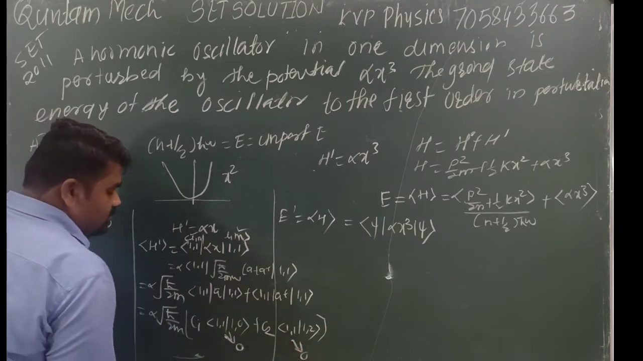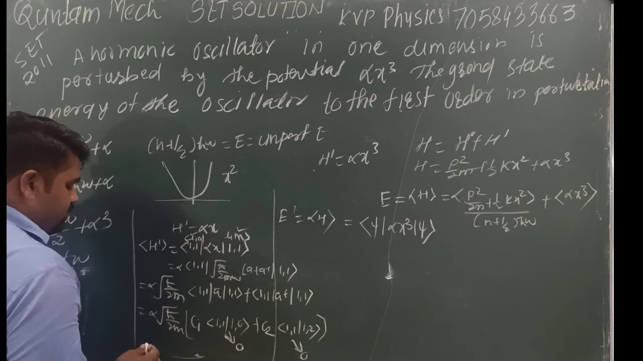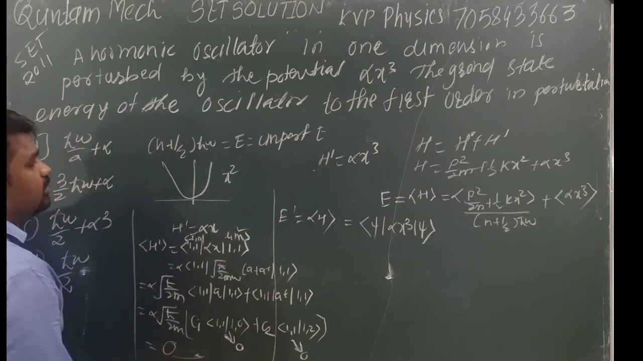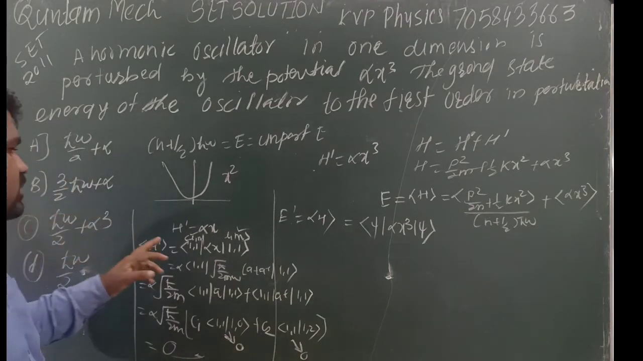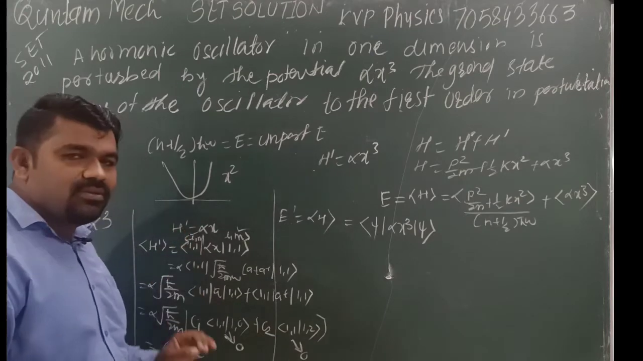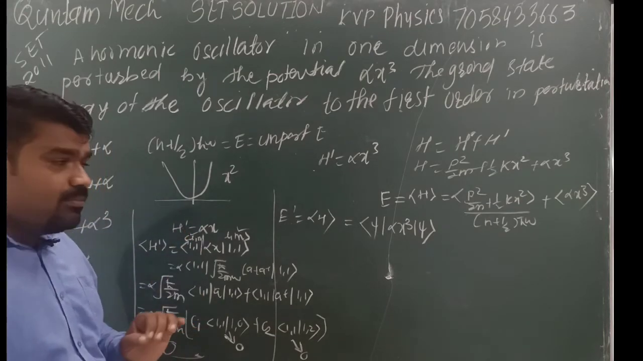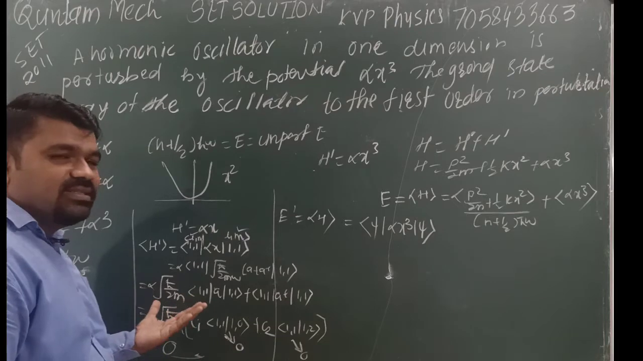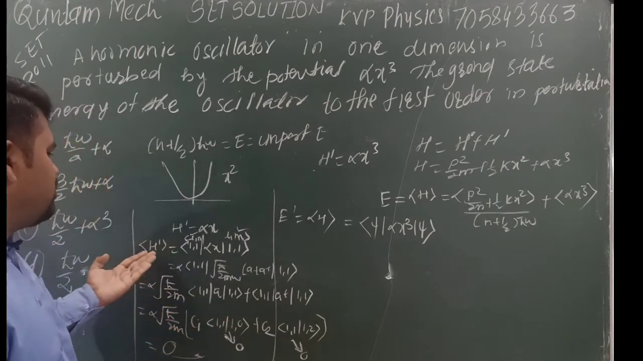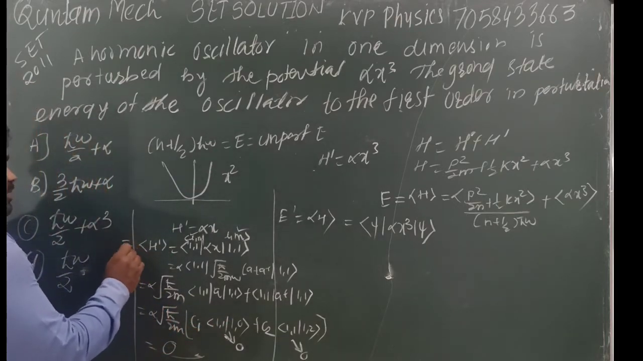This inner product is equal to 0. 0 plus 0 means this is equal to how much? 0. Means the expectation of H prime is equal to 0. What is the meaning of that? It means the perturbation energy is equal to 0. The expectation of H prime is nothing but the perturbation energy.